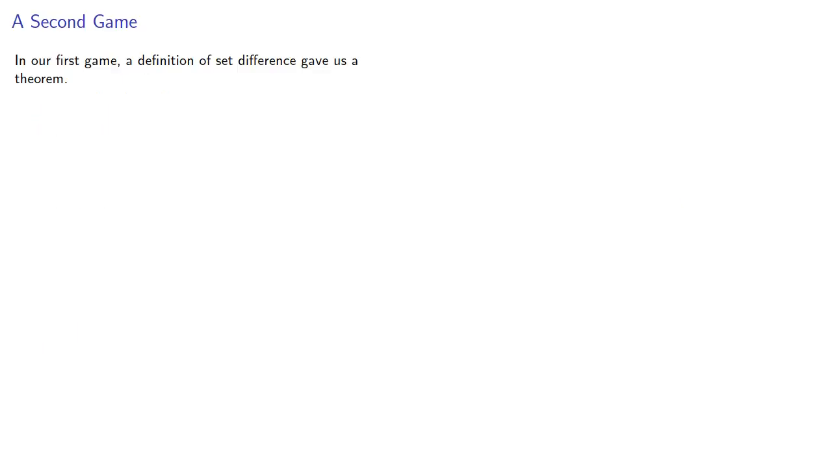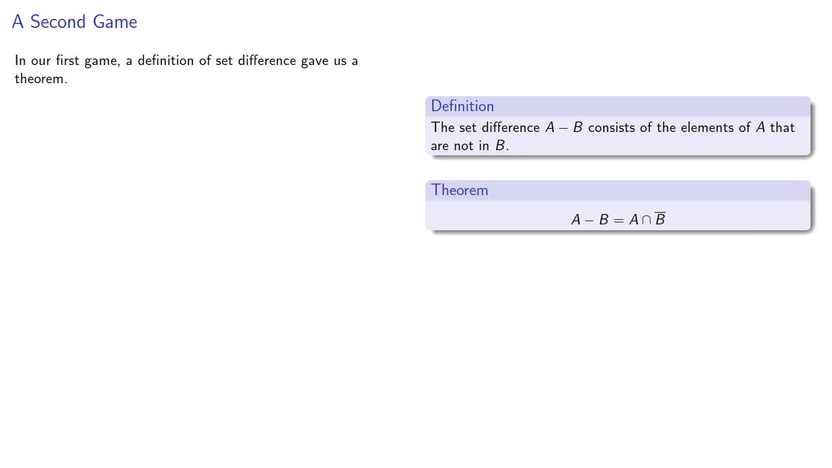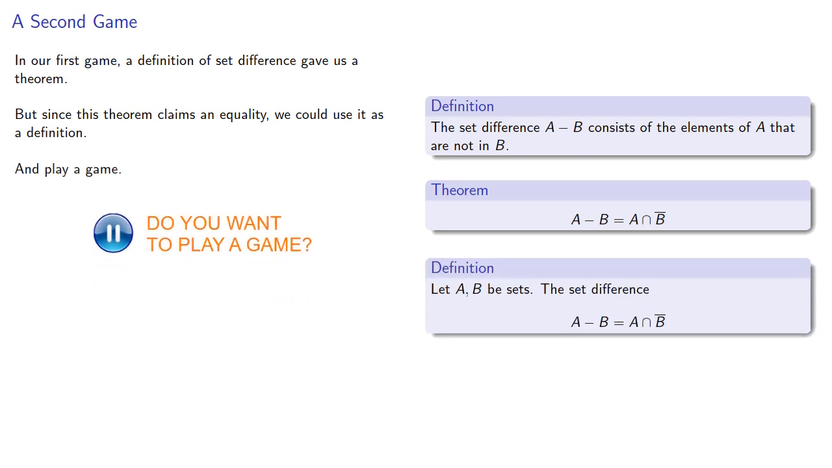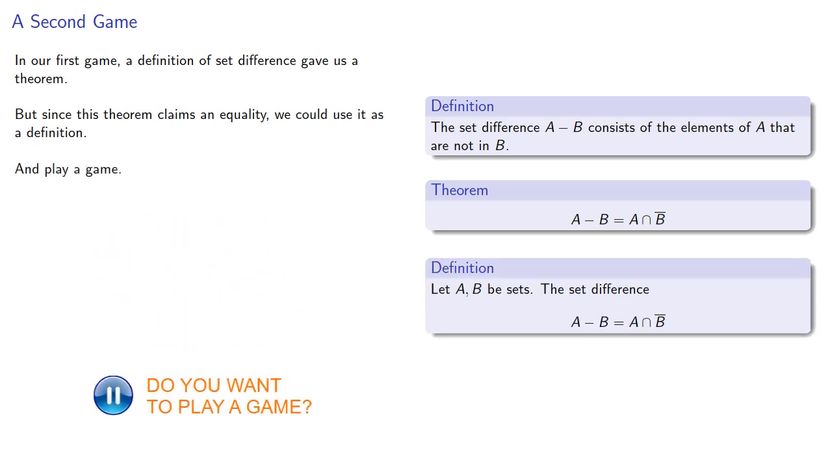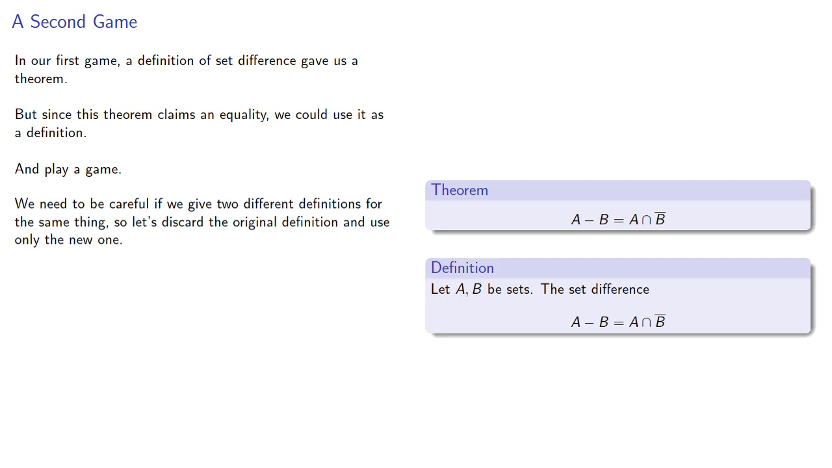Now, in our first game, a particular definition of set difference gave us a theorem. But since this theorem claims an equality, we could use it as a definition and play a game. Now, before we proceed, we note that we should be careful if we give two different definitions for the same thing. So let's discard the original definition and use only the new one.